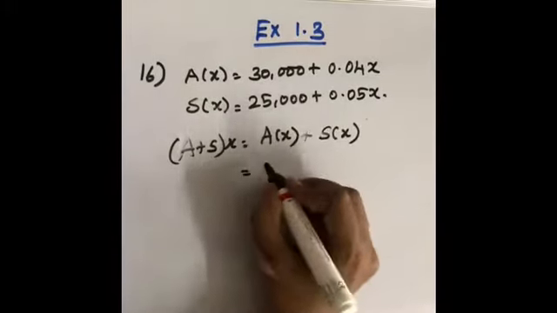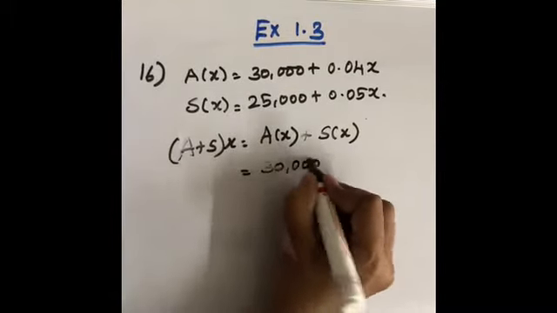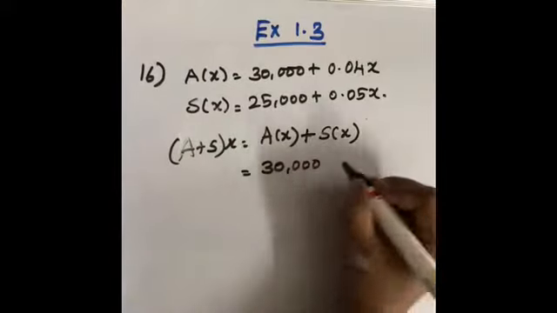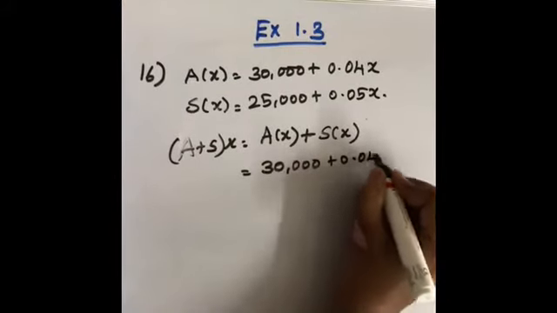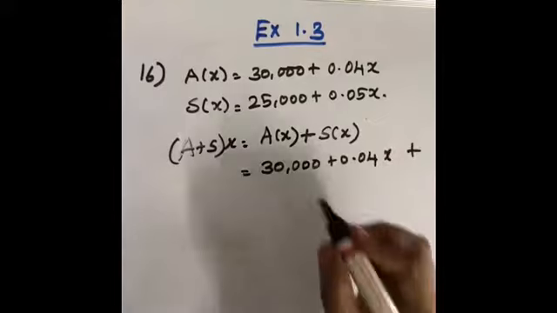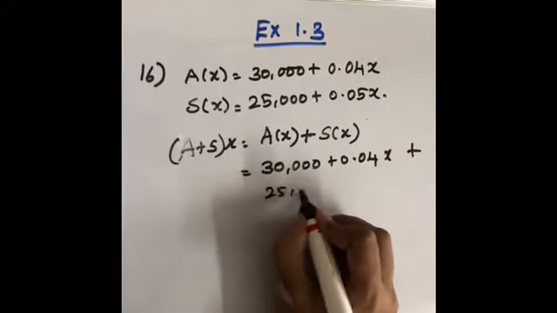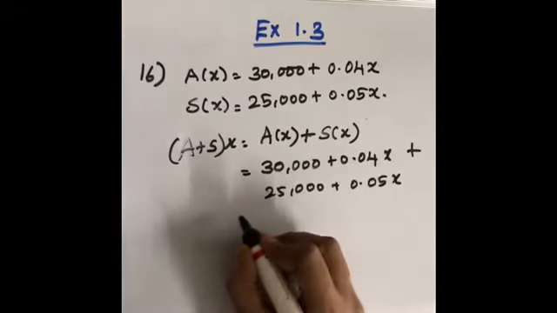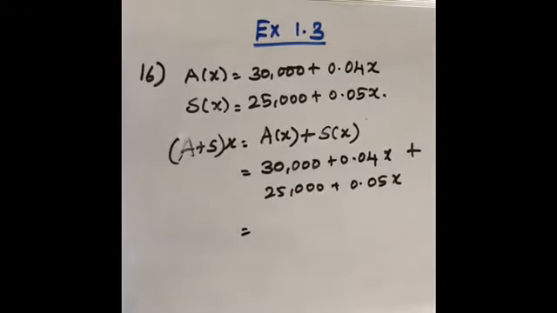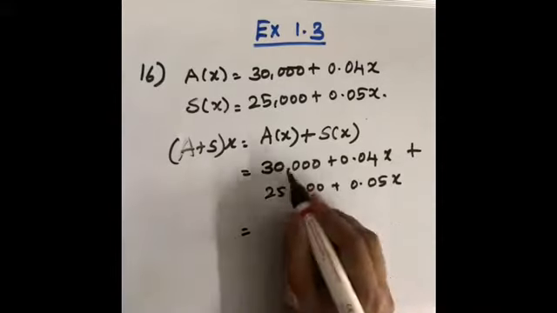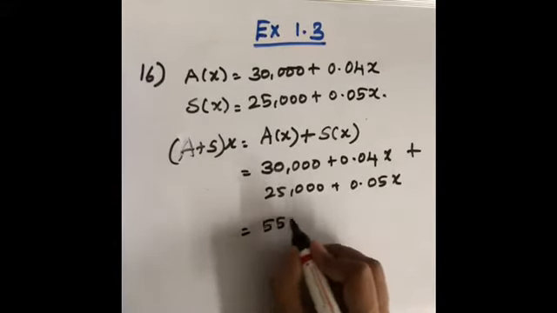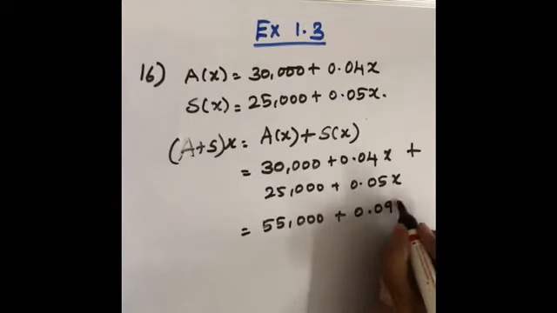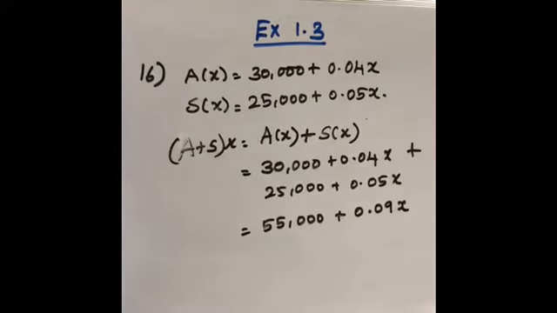What is A of x? 30,000 plus 0.04x plus 25,000 plus 0.05x. While adding this, we get 30,000 plus 25,000, it is 55,000, plus 0.09x.